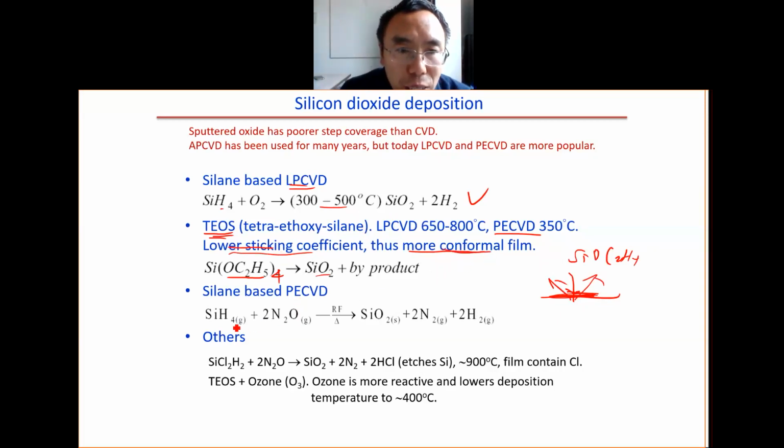For PECVD, we can use silane and N2O. We can also use dichlorosilane and N2O, or TEOS plus ozone.